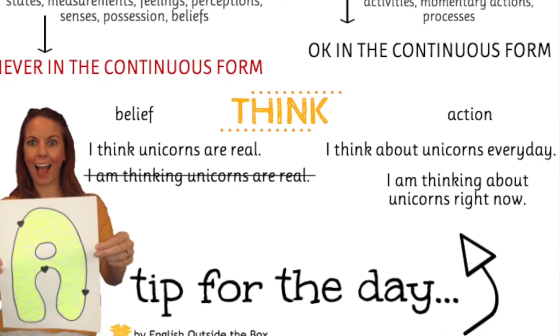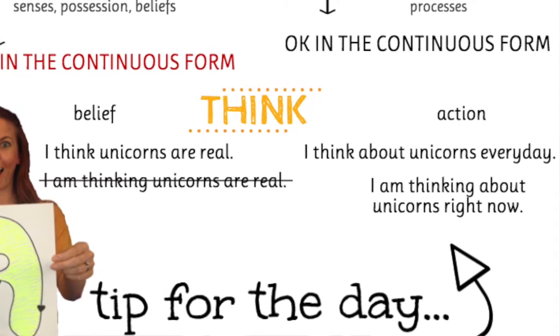Now, some of these verbs have more than one meaning. If that's the case, then it's very likely that this verb may be a stative and an action verb. Remember the infographic from earlier? I used the example think. Think is a stative and an action verb.